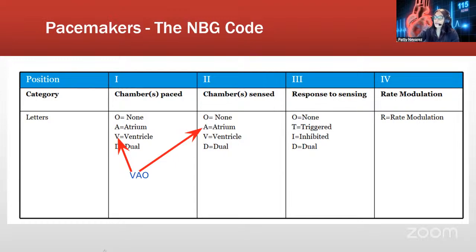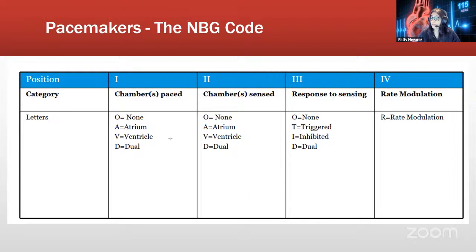So the atrium is going to be sensed, and then the response to sensing will be none. And I'm pretty sure it will be best as T, or triggered. So this is how we are going to be reading the letters, or the NBG code, on the pacemakers.